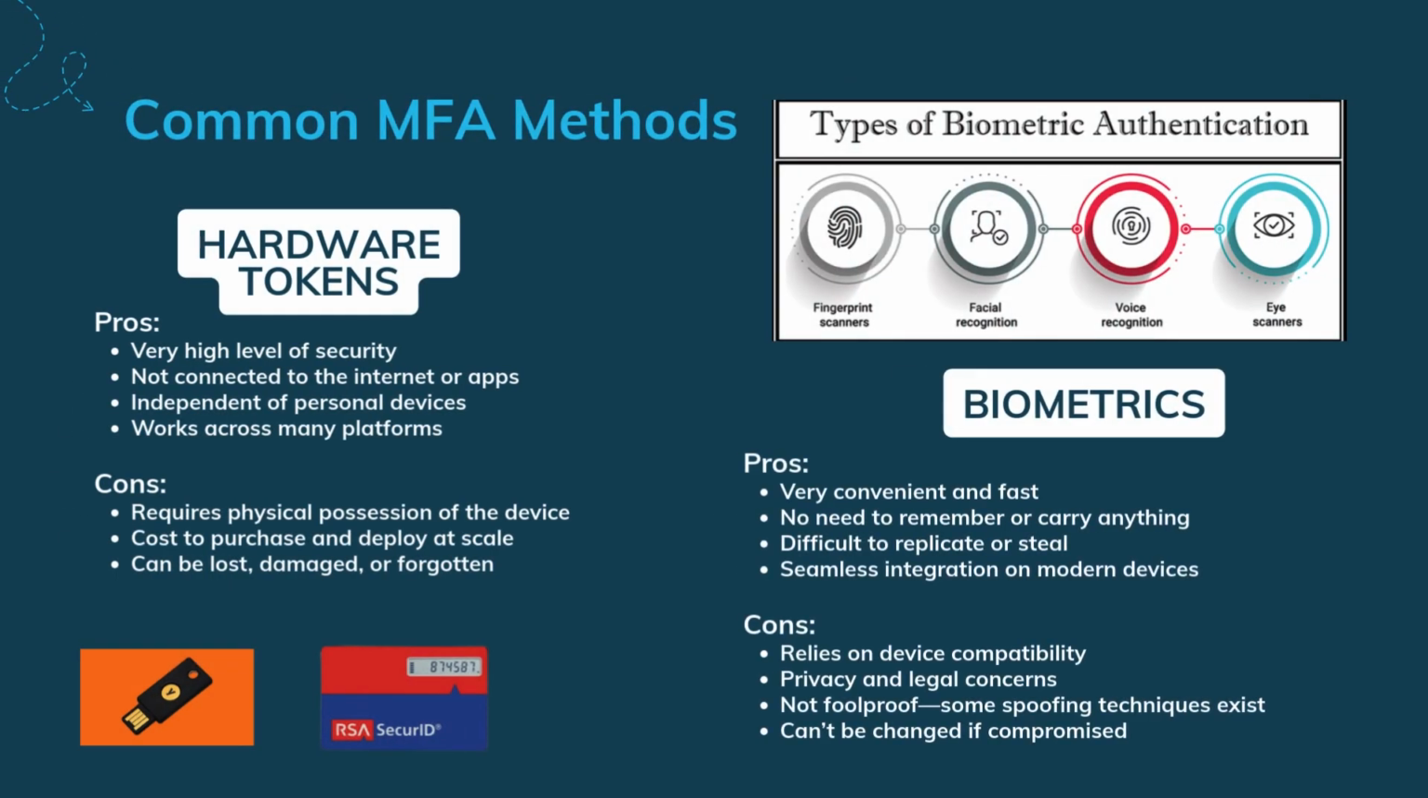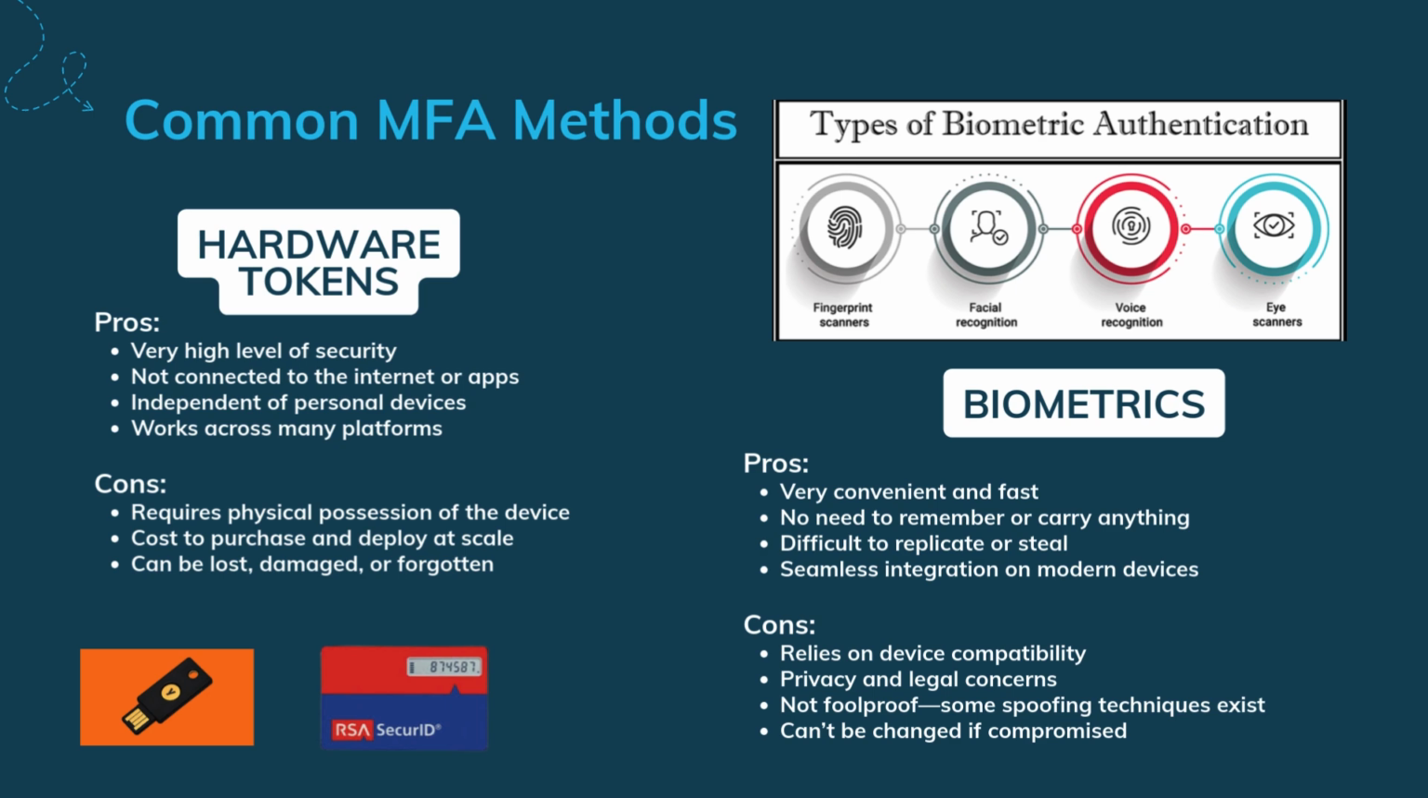Now let's break down 2 more popular authentication options: hardware tokens and biometrics. First up, hardware tokens. Hardware tokens are physical devices like YubiKeys that you plug in or tap to authenticate. These offer top-tier security because they're not connected to the internet and don't rely on apps or your phone. They work with tons of platforms and are totally separate from your personal devices.